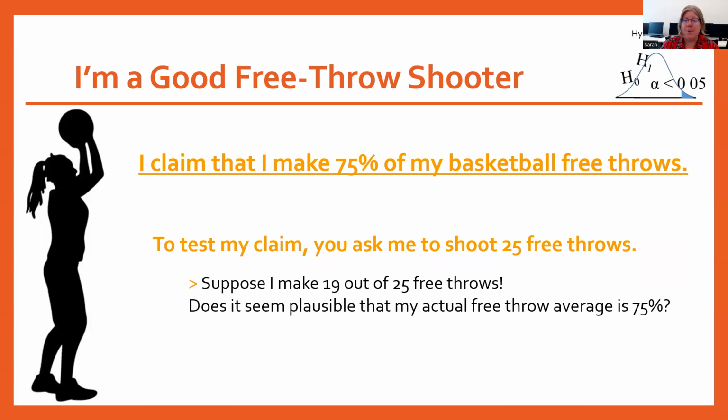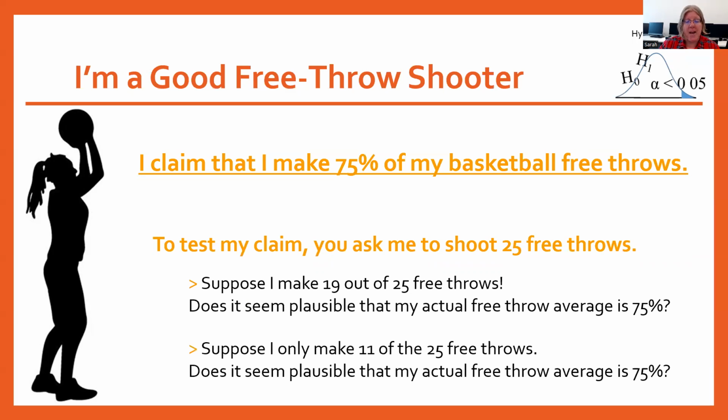Does it seem plausible or realistic that my actual free throw average is 75%? Well, yeah, 76, 75, those are really close. That does seem pretty plausible. Suppose, though, on the other hand, that I only made 11 out of those 25 free throws. Does it seem likely, if that's a 44%, that my real average is 75%? That's probably not, right? There's a big difference between 44 and 75%. So this would be evidence that most likely I'm bragging a little bit and exaggerating how good of a free throw shooter I am. I'm not really a 75% free throw shooter.